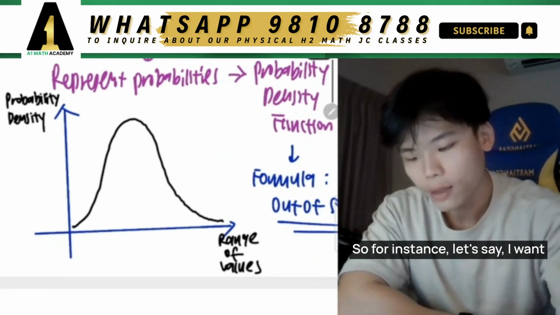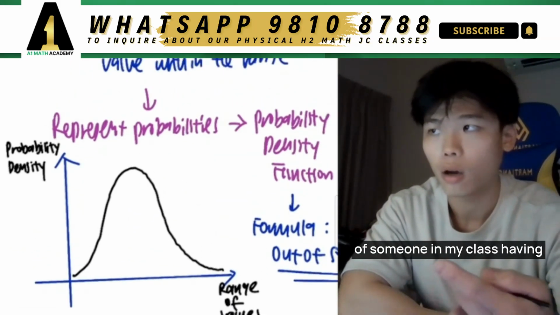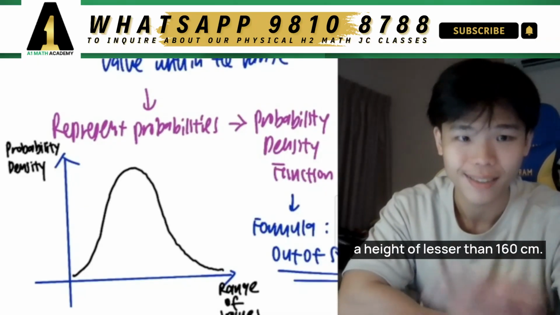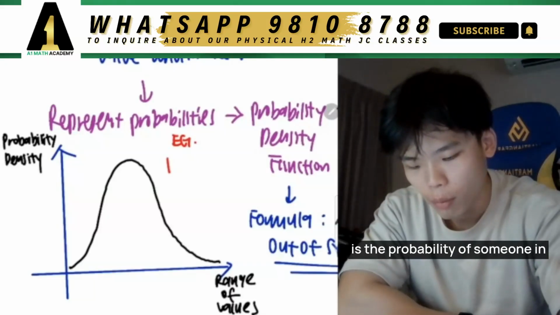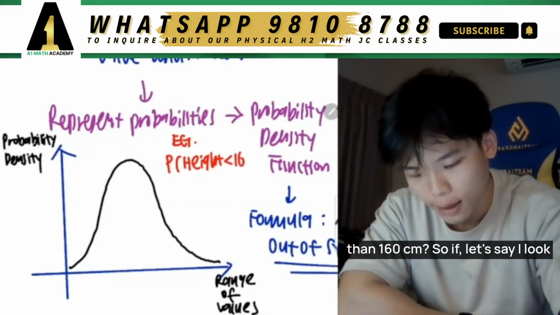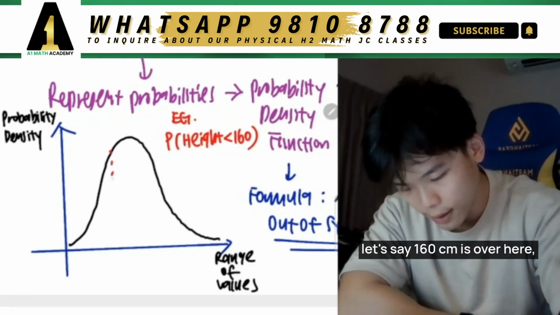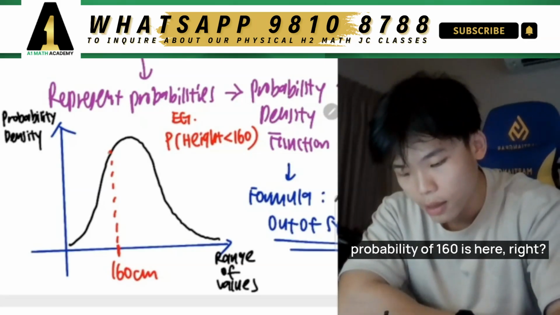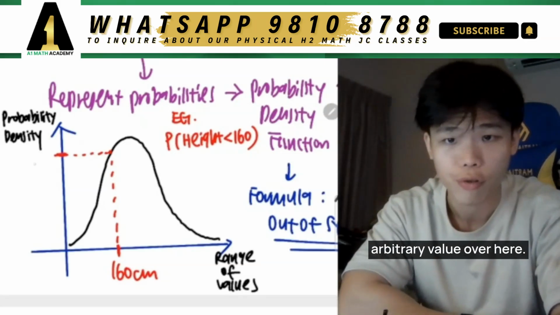So for instance, let's say I want to know what is the probability of someone in my class having a height of lesser than 160 cm. If I were to contextualize it, what is the probability of someone in my class having a height of lesser than 160 cm. So if I look at my range of values and let's say 160 cm is over here, this is 160 cm. That means the probability of 160 is here, and let's say this has some sort of arbitrary value over here.